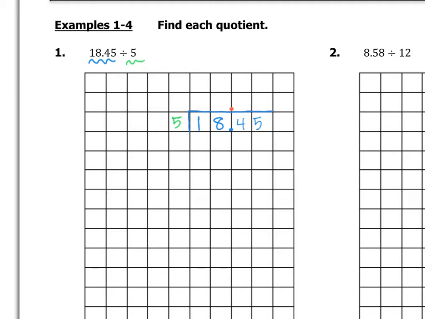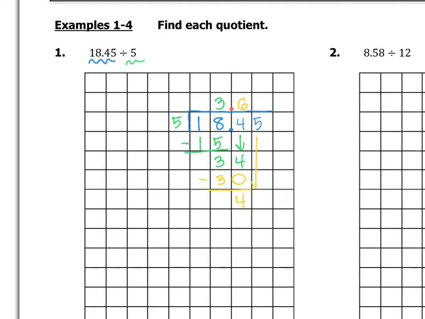I can't take 5 into 1, so I'm going to try dividing 5 into 18. 5 goes into 18 3 whole times, and when I multiply 3 times 5, I get 15. So I'll subtract. 18 minus 15 is 3. And now I'm going to bring down my 4 and repeat this process. So now I'm taking 5 into 34. 5 will go into 34 6 whole times. 6 times 5 is 30, and 34 minus 30 is 4.